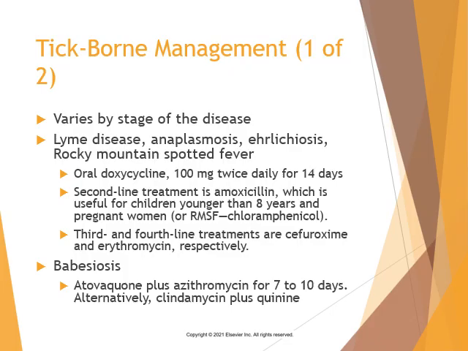Management, again, it varies by the stage of the disease. With Lyme disease, anaplasmosis, ehrlichiosis, Rocky Mountain spotted fever, oral doxycycline, 100 milligrams twice a day for 14 to 21 days, actually. Second line treatment is amoxicillin, and we use that in kids younger than 8 years and pregnant women, or chloramphenicol. Third and fourth line treatments, cefoxitin, erythromycin, respectively. For babesiosis, atovaquone plus azithromycin for 7 to 10 days, or alternatively, clindamycin and quinine can be used.